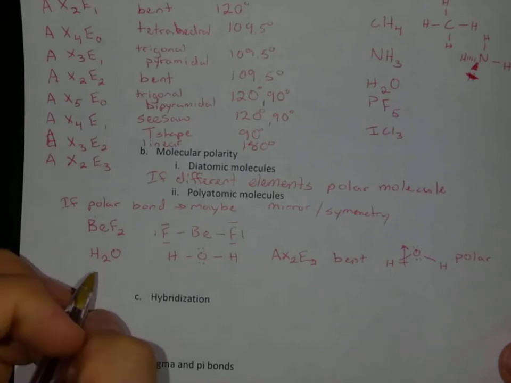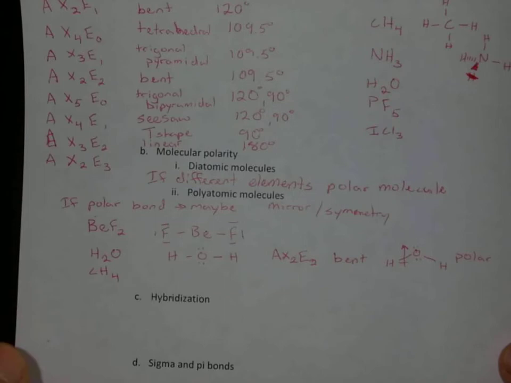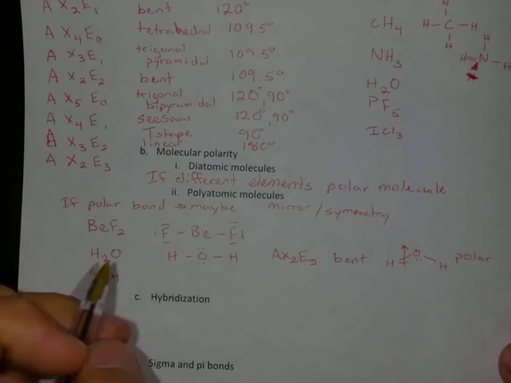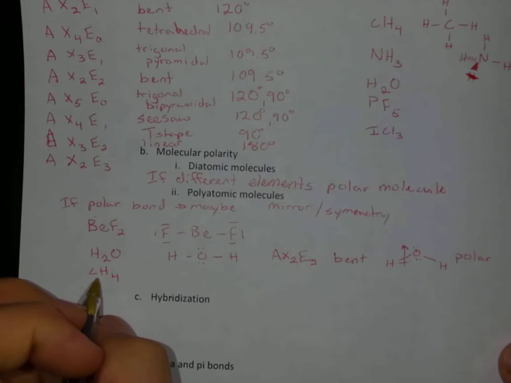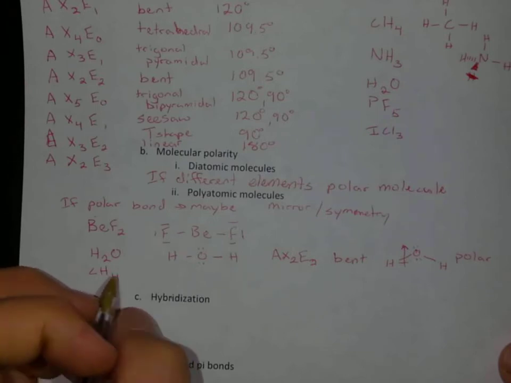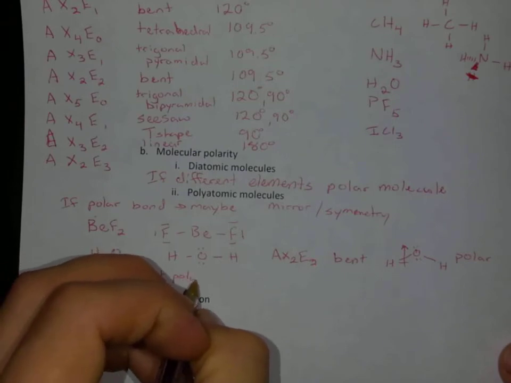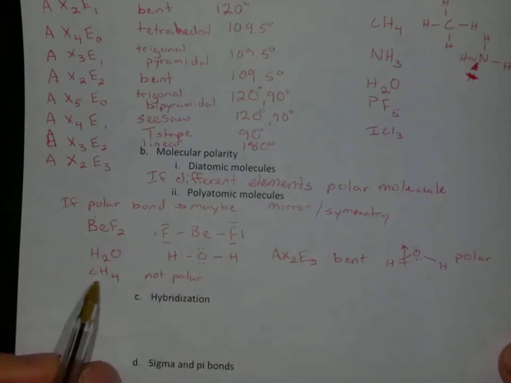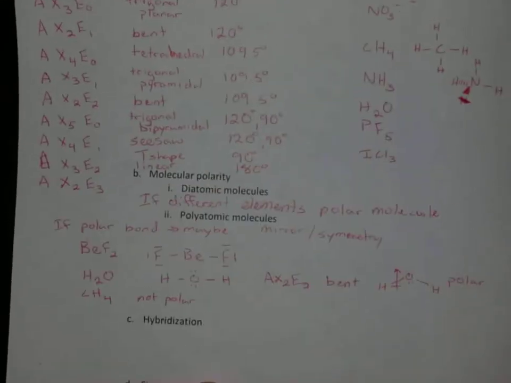Okay? So another example with this would be CH4. If we look at just CH4, we see that the difference in electronegativities between carbon and hydrogen is pretty small. So it's small enough that we would say not a polar bond, so we're not going to have a polar molecule. Okay? All right, so last two pieces here.